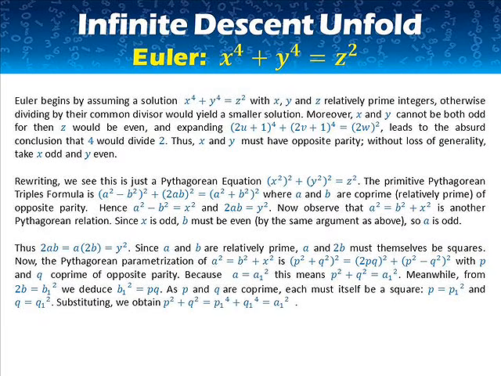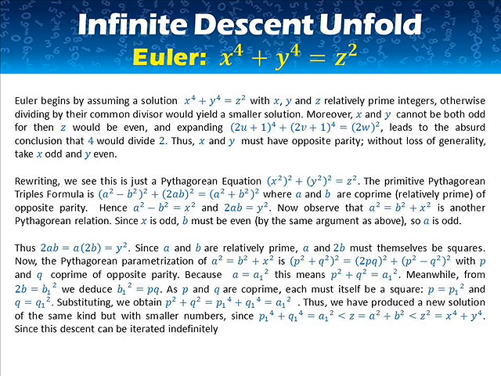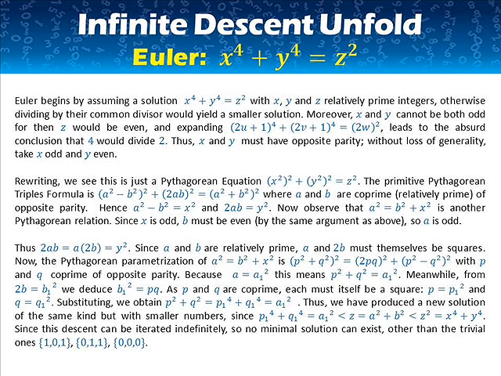Substituting, we obtain that the sum of p sub 1 raised to the fourth power plus q sub 1 raised to the fourth power equals a square. Thus, we have produced a new solution of the same kind with smaller numbers, since this sum of fourth powers is smaller than the original one. Since this descent can be iterated indefinitely, no minimal solution can exist other than the trivial ones.